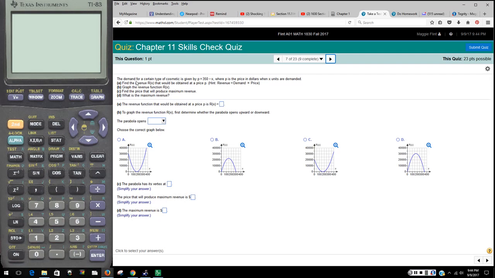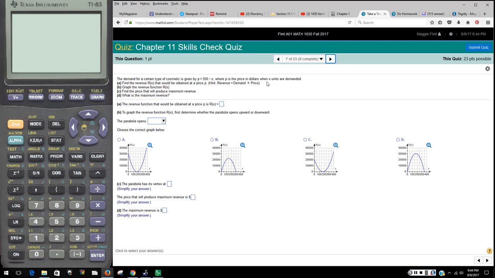Problem 7 says that the demand for a certain type of cosmetic is given by P equals 350 minus X, where P is the price in dollars, when X units are demanded. Find the revenue that would be obtained at price P. And they give you a big hint here.